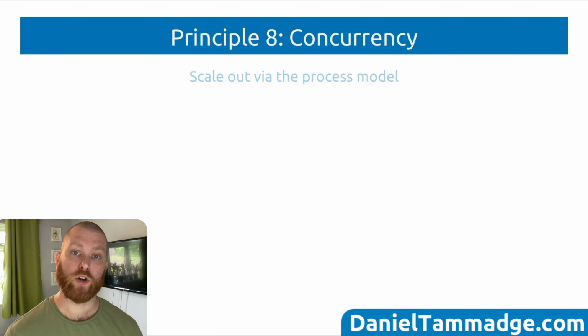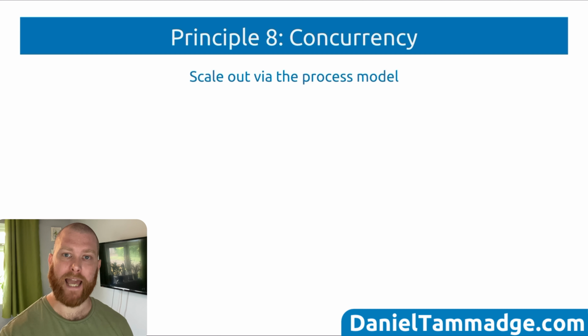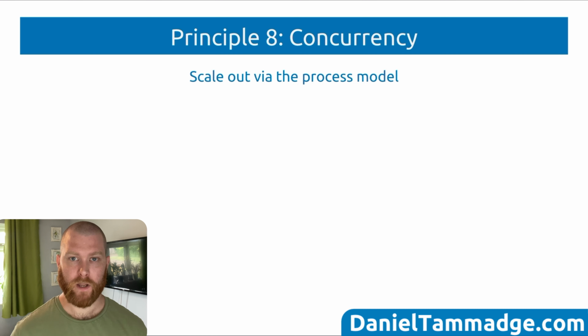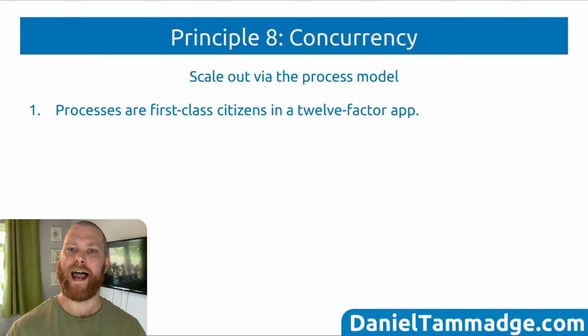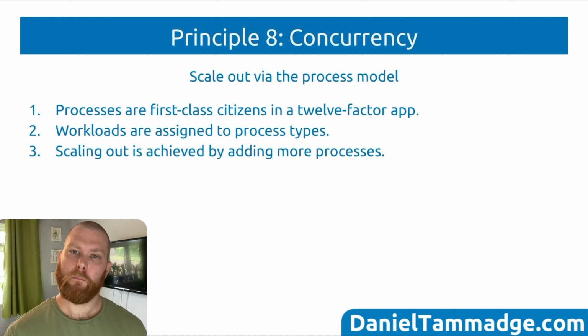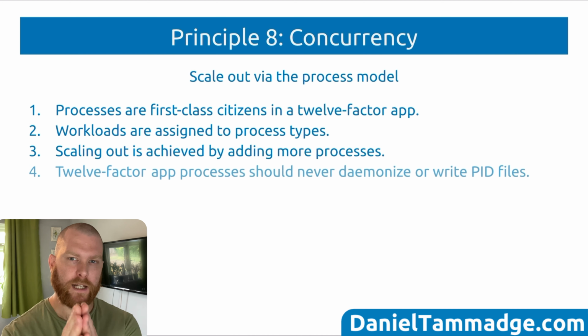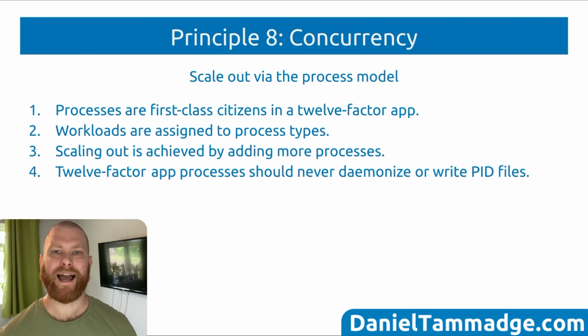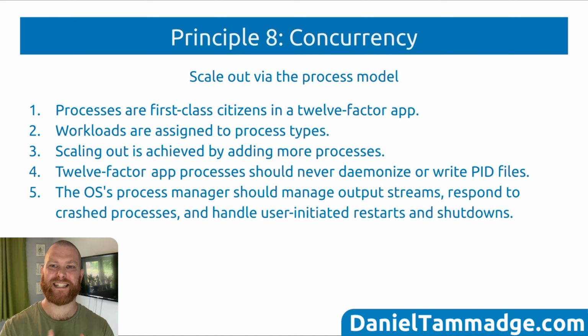Principle 8, concurrency. Scale out via the process model. This principle emphasizes the importance of using a process model that allows for easy scaling of the software or applications. By using a process model, developers can ensure that software is scalable and can handle high traffic as it scales.